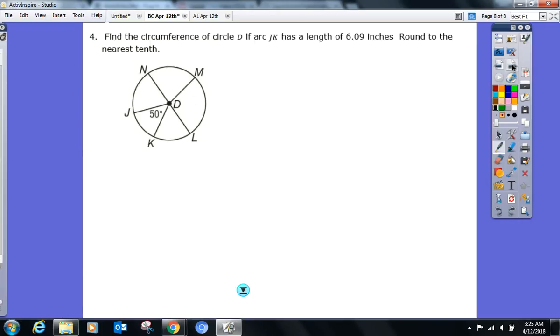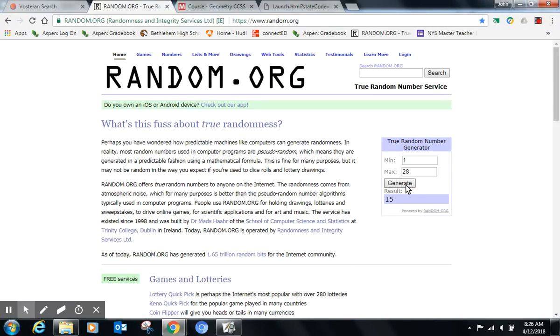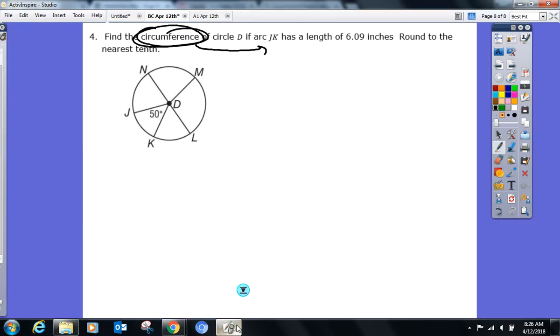Never mind. All right, find the circumference. Hook me up with a formula. Let's go. Circumference. Need a formula. What's the formula? Pi d. Got it. And what did I give you? Length of arc JK is 6.09.